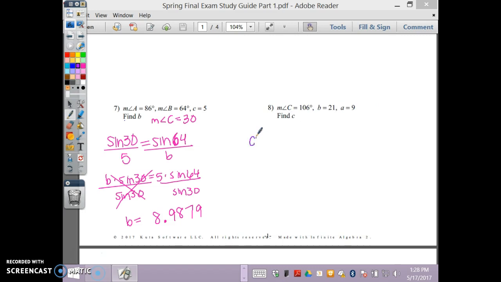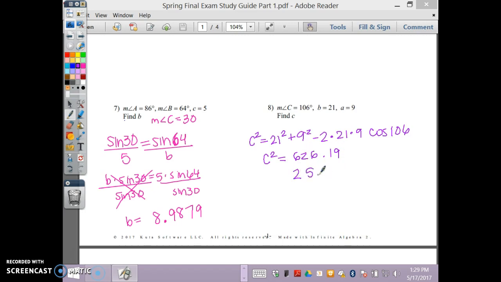So I have C squared equals B squared plus A squared, or A squared plus B squared, really doesn't matter, minus 2 times the sides times your cosine of 106. So put that into the calculator, 21 squared plus 9 squared minus 2 times 21 times 9, and then cosine of that 106. That gives you a C squared of 626.19.